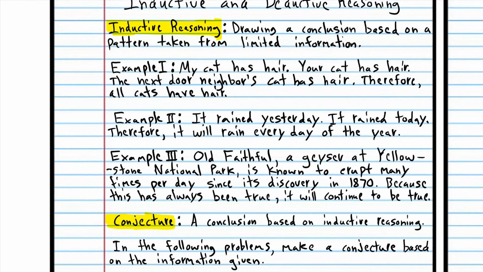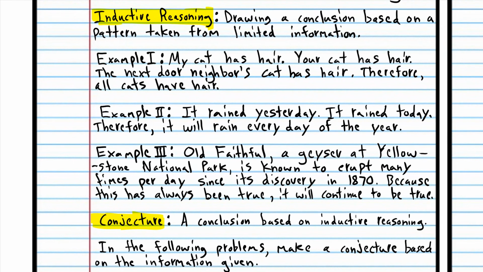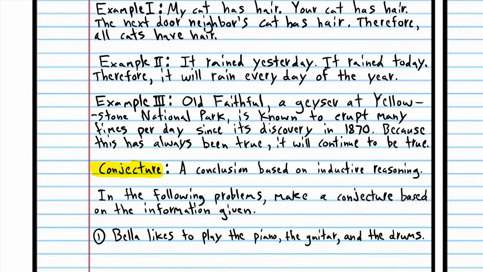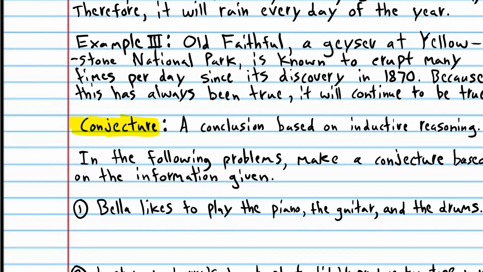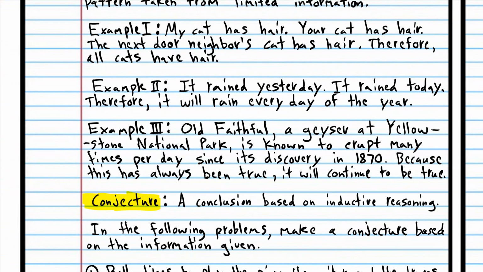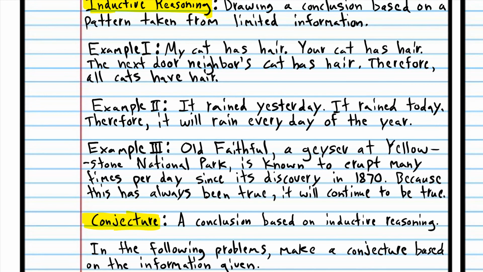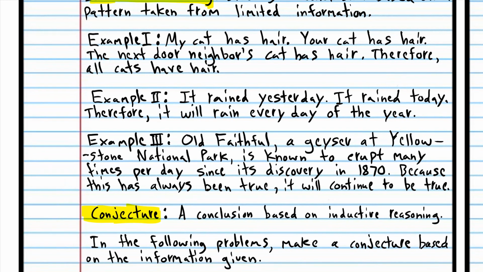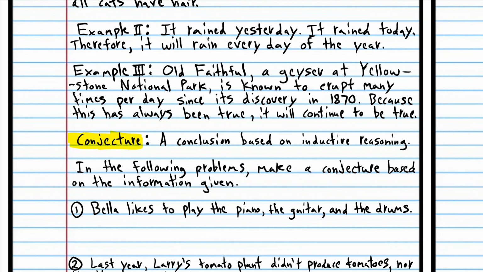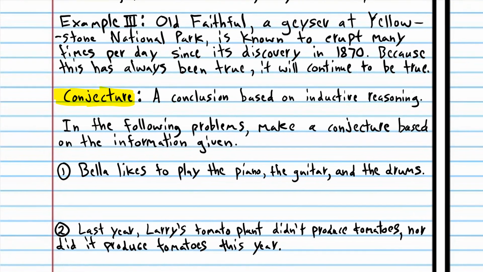Now, notice that we're coming up with conclusions or predictions using inductive reasoning for each one of these examples. There's a fancy term for that conclusion that we come up with, and it's called a conjecture. Each one of those conclusions is a conjecture. All cats have hair is a conjecture. It's going to rain every day of the year. That's a conjecture. Old Faithful will continue to erupt multiple times per day. That's a conjecture. It's a conclusion based on inductive reasoning.